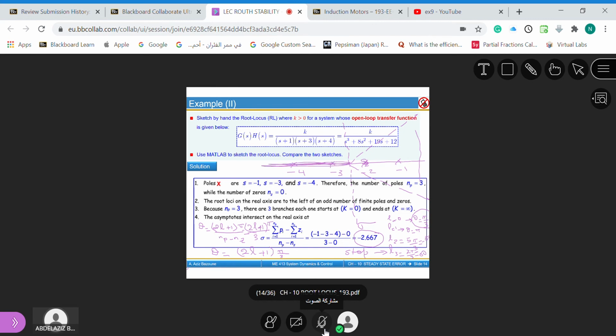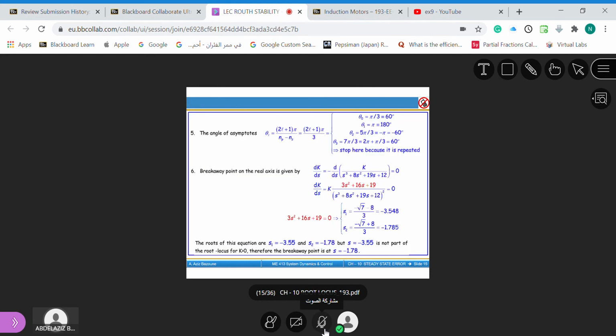Now, root locus is coming from minus 1 from here, and then as k goes to infinity, it will go along the asymptote here. And then it's coming from minus 3 here, as you can see, I have minus 3, it goes to infinity from here. Here it is not clear at the end, but I will show you in the next slide. We found the angles, 60, 180, minus 60. Stop here because it is repeated.